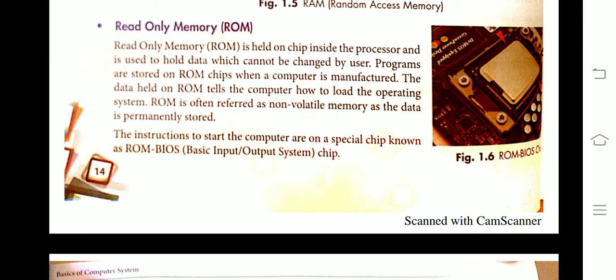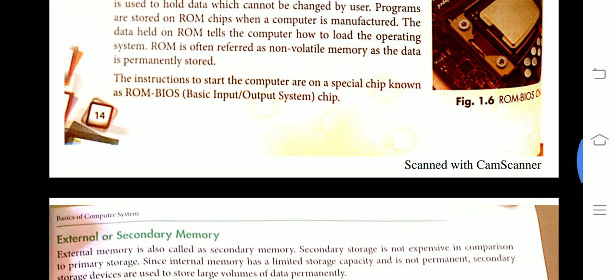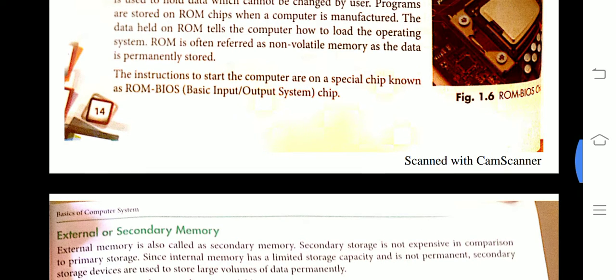When we see a ROM chip, in ROM there is the BIOS. The instructions to start the computer are special instructions on a special chip known as the ROM BIOS, basic input output chip. So ROM is a chip where the BIOS instructions are stored. So, random access memory or ROM, read only memory. So ROM is read only memory.